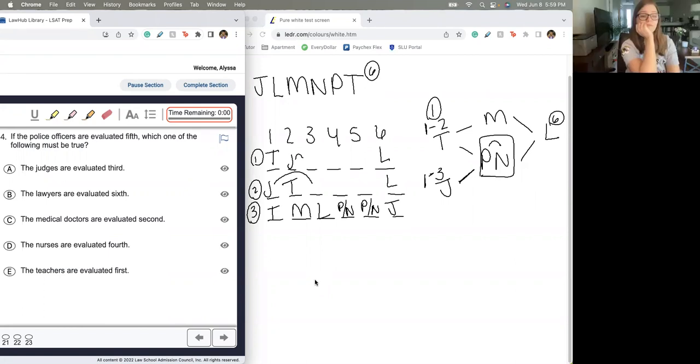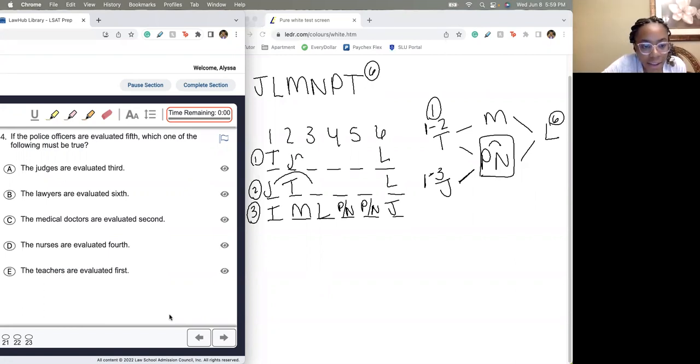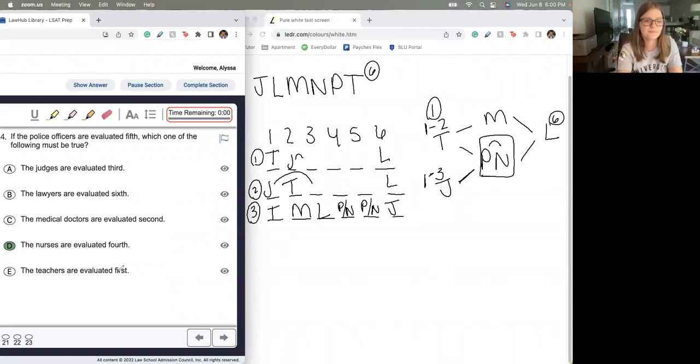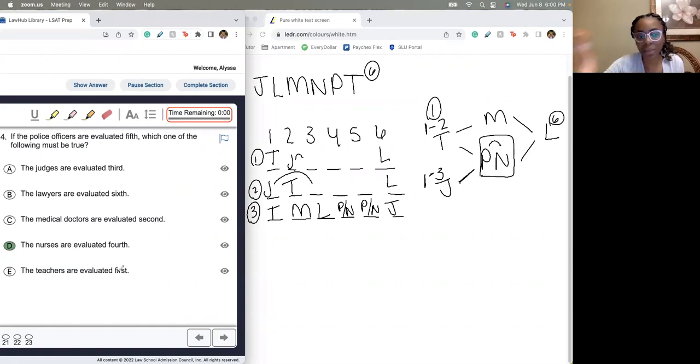I think the answer is D, that the nurses have to be 4, because, well, first they're saying what has to be true. So this has to be true because N and P have to stay close to each other. And I would just go with that answer again because it's a must be true. What is 100% certain is that if P is 5th, then the other one has to be 4th because only L and J can be 6th.